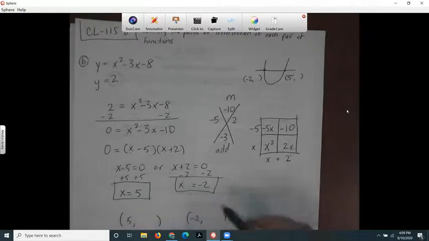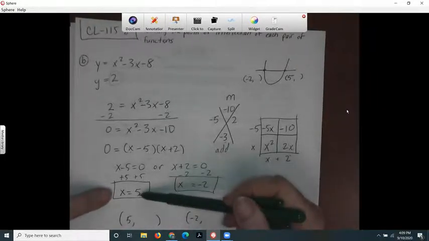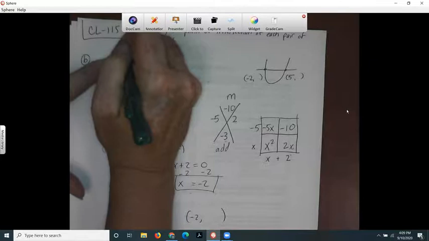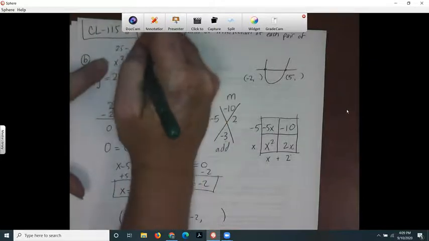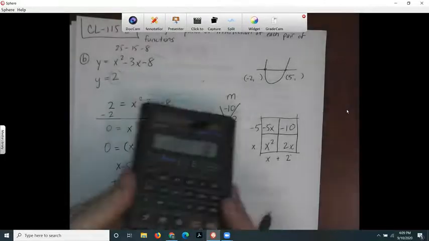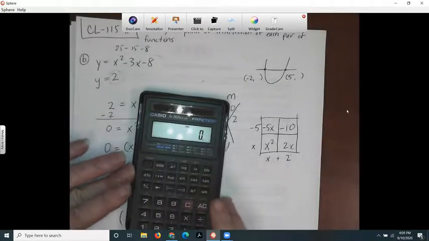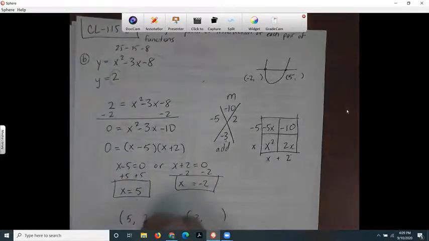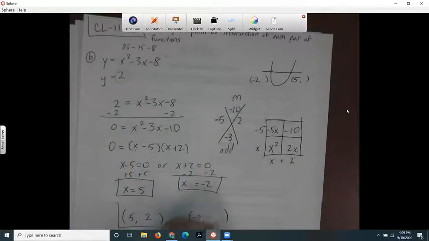But if you didn't know that, you would plug in x to find y, just like in any other problem. So plug x in, that would be 5. 5 squared is 25, minus 3 times 5 is 15, minus 8. I could add that up in my head, but I have a calculator right here. I got 2. Well, of course I got 2, I knew it was 2 already. That's one of my answers.